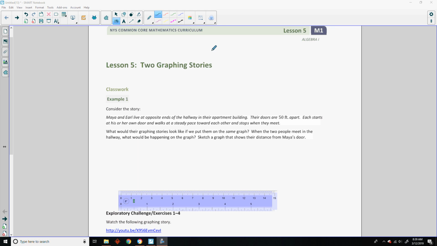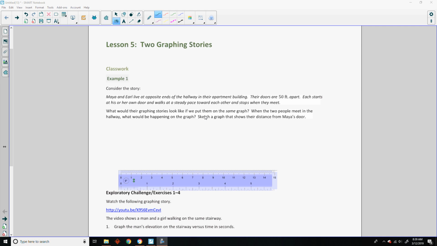Example 1. Consider the story. Maya and Earl live at opposite ends of the hallway in their apartment building. Their doors are 50 feet apart. Each starts at his or her own door and walks at a steady pace toward each other and stops when they meet. What would their graphing story look like if we put them on the same graph?